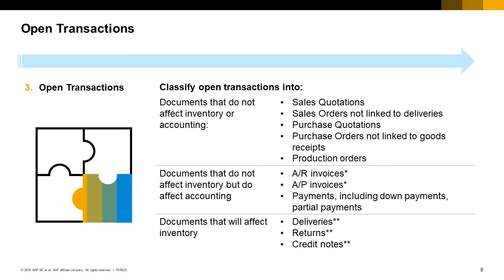Open documents that do affect inventory, such as deliveries, returns, and credit notes. Caution: SAP recommends that these transactions are not migrated, since this can lead to an imbalance between stock quantities and valuation. Instead, the customer should try to invoice or close these documents on the legacy system. If it is not possible, the customer should retain these documents and process them on the legacy system until they are closed.